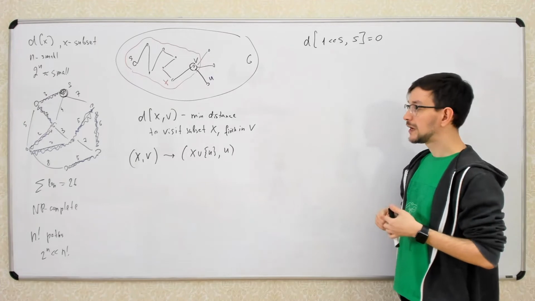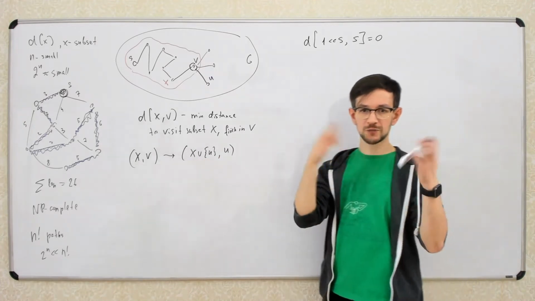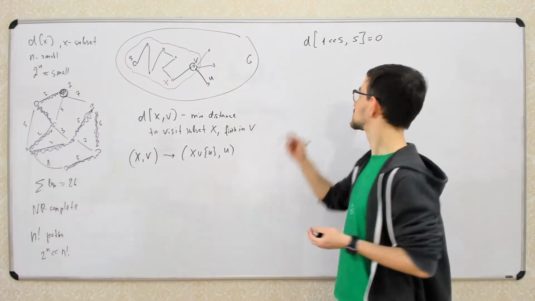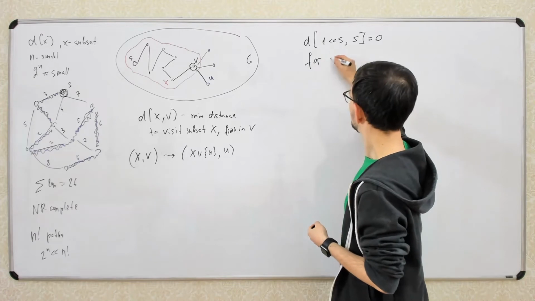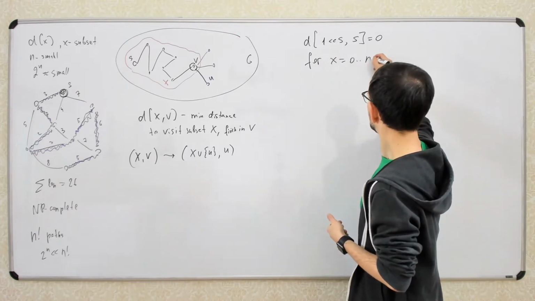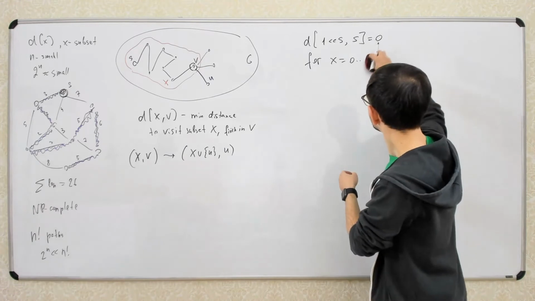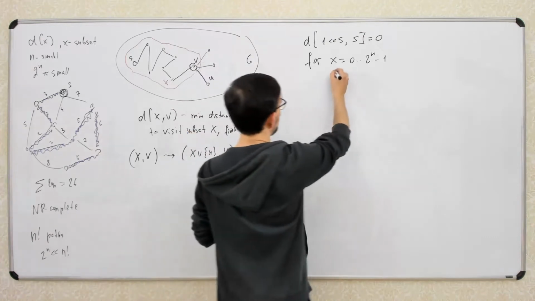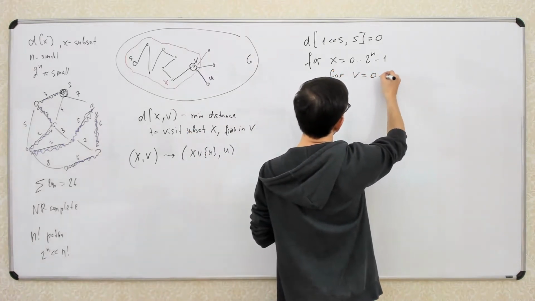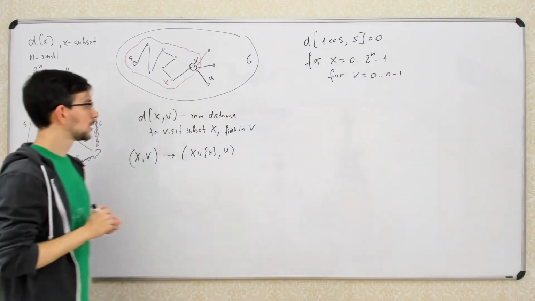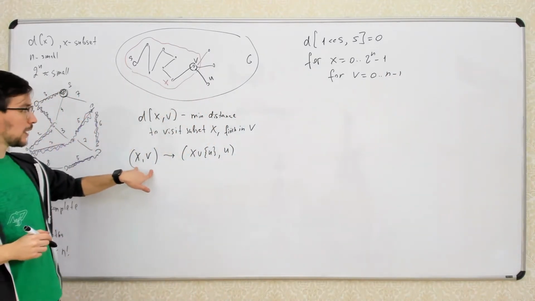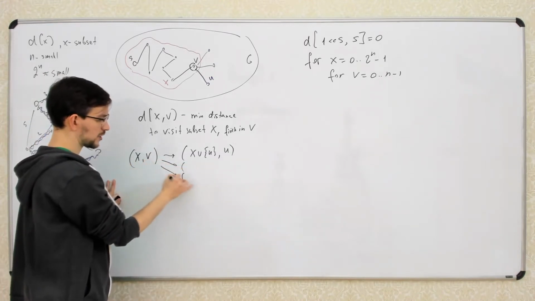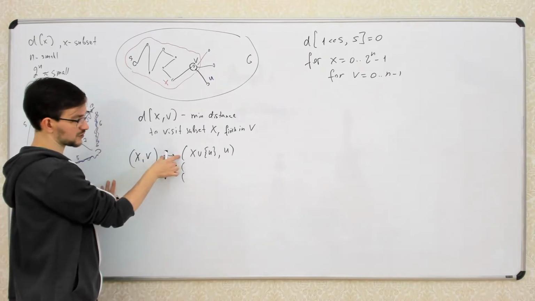Now we need to make these transitions. So iterate all possible states, and for each state make these transitions. How to iterate all possible states? It's quite simple. We just iterate for all x's from 0 to 2 power n minus 1, and iterate for all v from 0 to n minus 1. Now we get this state, and we want to iterate over all possible edges, and for each edge we calculate this transition.